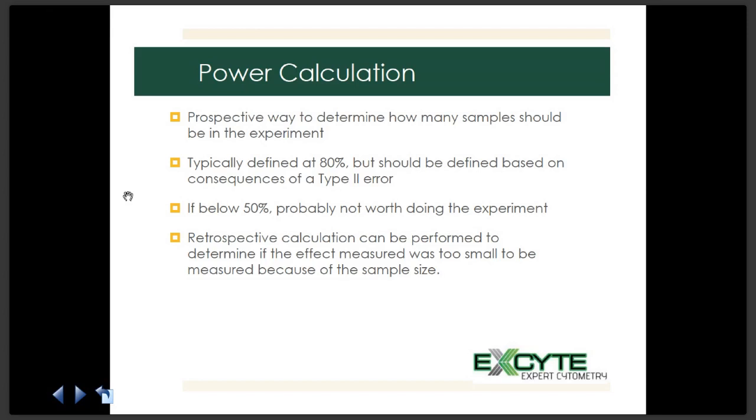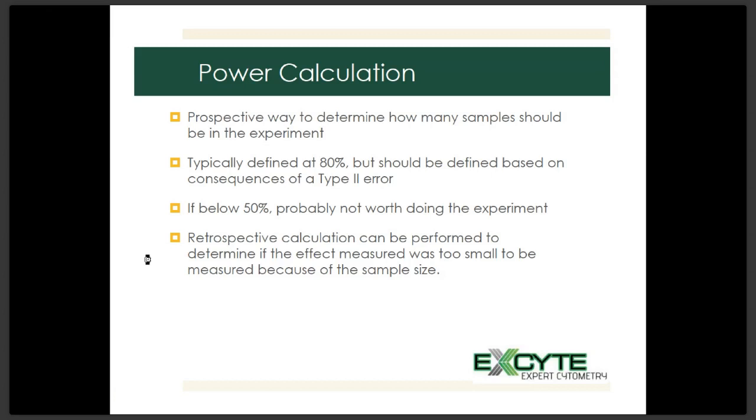Now, if you haven't done this and you go ahead and you go gangbusters and do your experiments and you don't find significance in your data, you can do a retrospective calculation that will determine if the effect measured was too small to be discovered because of your sample size. So rather than do it retrospectively, do it prospectively and know what you're going to get going into it.